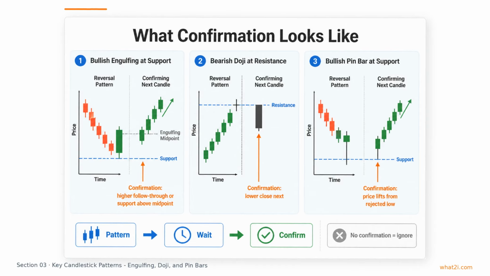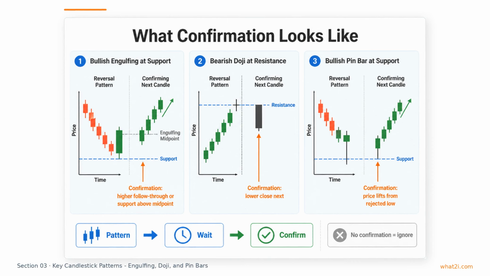After a bullish engulfing pattern, you often want to see higher follow-through or at least support above the engulfing candle's midpoint. After a bearish doji at resistance, a lower close on the next candle helps confirm that sellers are beginning to take over. After a bullish pin bar at support, you want to see price lift away from the rejected low rather than drift back into it immediately.